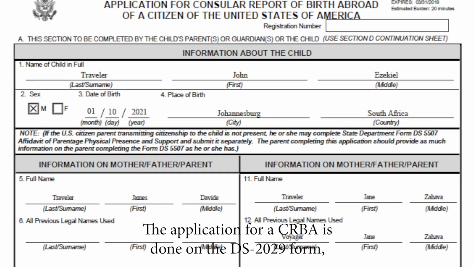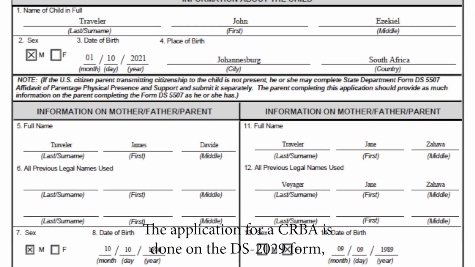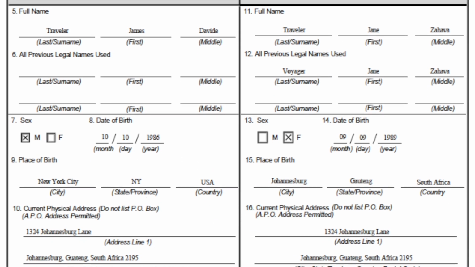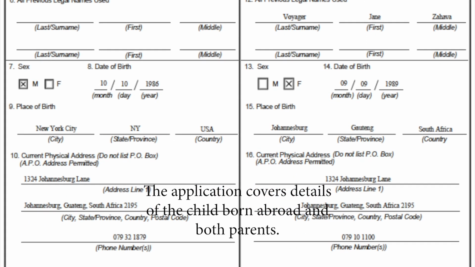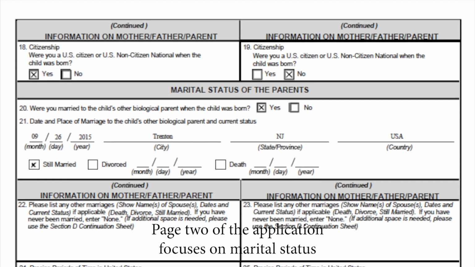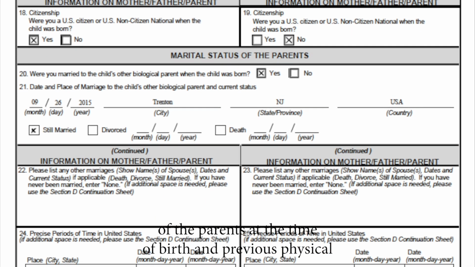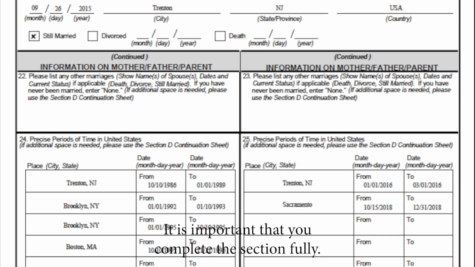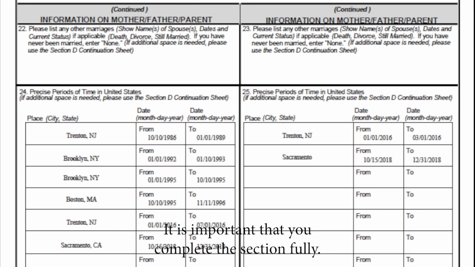The application for a CRBA is done on the DS 2029 form, which can be found on our website or searched for in a browser. The application covers details of the child born abroad and both parents. Page 2 of the application focuses on marital status of the parents at the time of birth and previous physical presence in the United States. It is important that you complete this section fully.